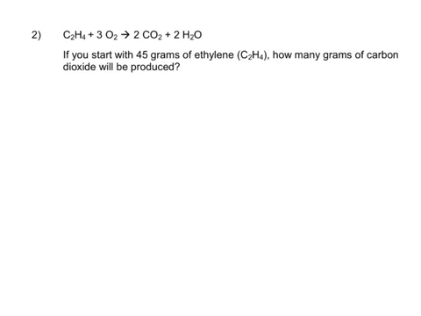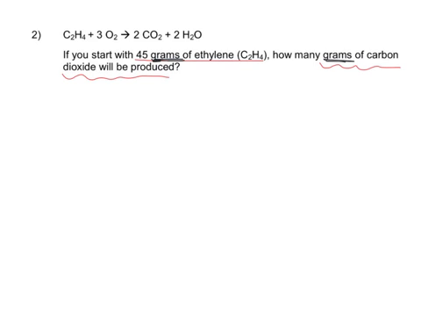Okay, so now we're going to start with a different one. In this problem, we are given that we are starting with 45 grams of ethylene, which is C2H4, and we're trying to figure out how many grams of carbon dioxide will be produced. So I think we may have gone through a problem very similar to this, except now this is going to be another grams of one thing into grams of another thing.